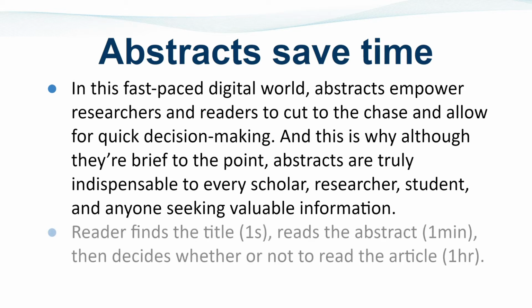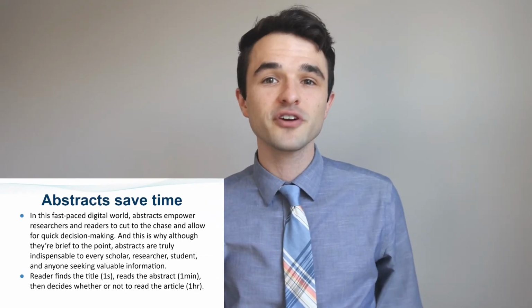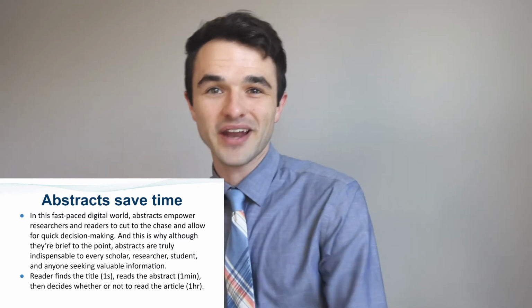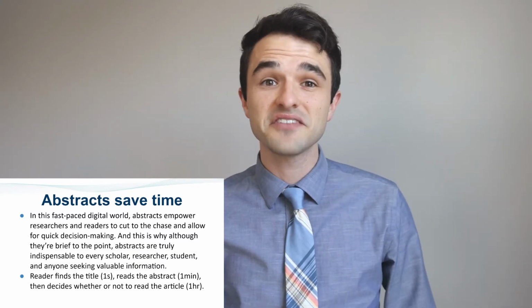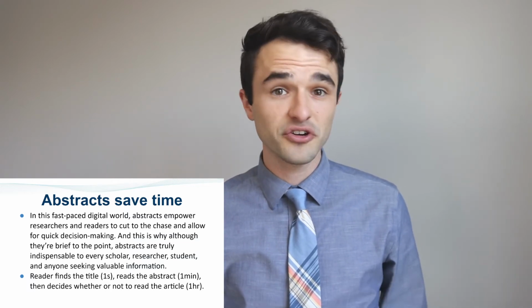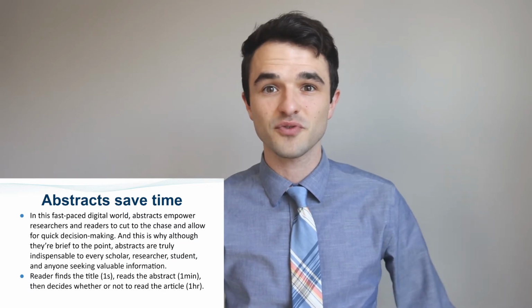Now, a reader finds the title here in 1 second. They read the abstract in 1 minute and they decide whether or not to read the article, which might take 1 hour. So there's the decision. In a few seconds, people determine if they want to read for 1 minute to determine if they want to read for 1 hour. So you could say the title needs to be perfect, and then the abstract you want to make good, and the last thing to worry about is the paper in terms of quality.